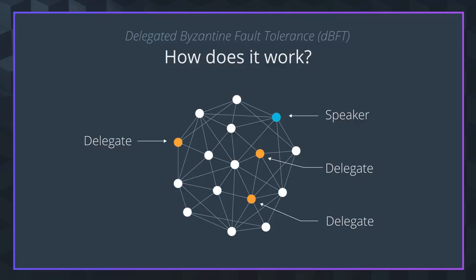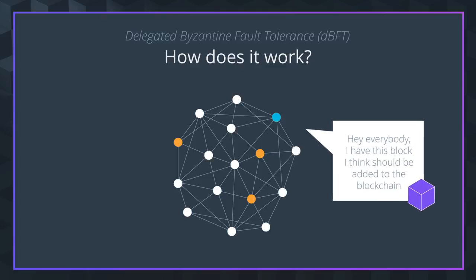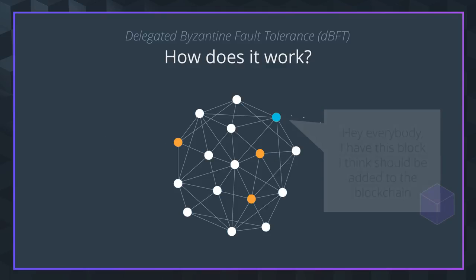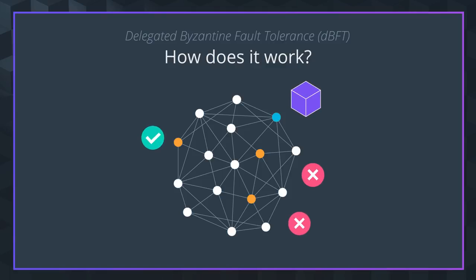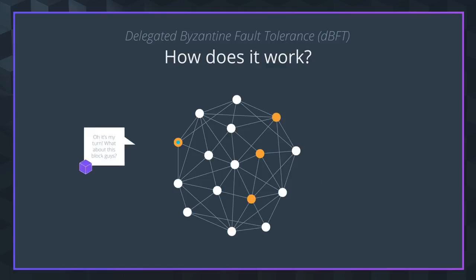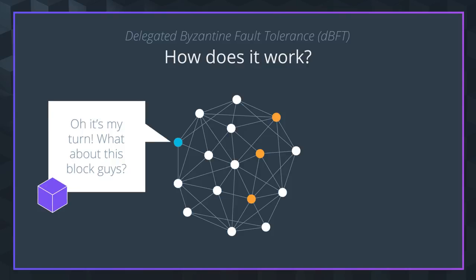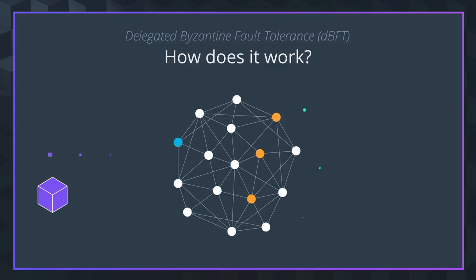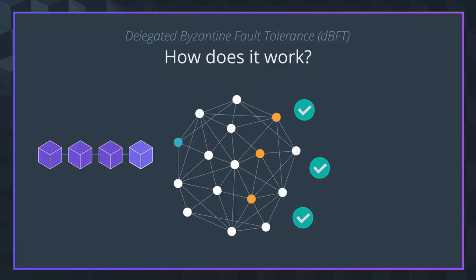When it's time to decide which block should be added next, a consensus node is randomly selected from the pool of all consensus nodes. In the Neo blockchain, this chosen node is called a speaker, and all the other consensus nodes are called delegates. The speaker creates a new block and proposes it to the delegates. 2/3 of all the delegates need to approve this block before it's passed. If it doesn't pass, the chosen speaker returns to being a normal delegate and another speaker is chosen. This new speaker proposes their truth, which block should be added, and this block is put up to vote. If it passes, the new block is added to the blockchain.